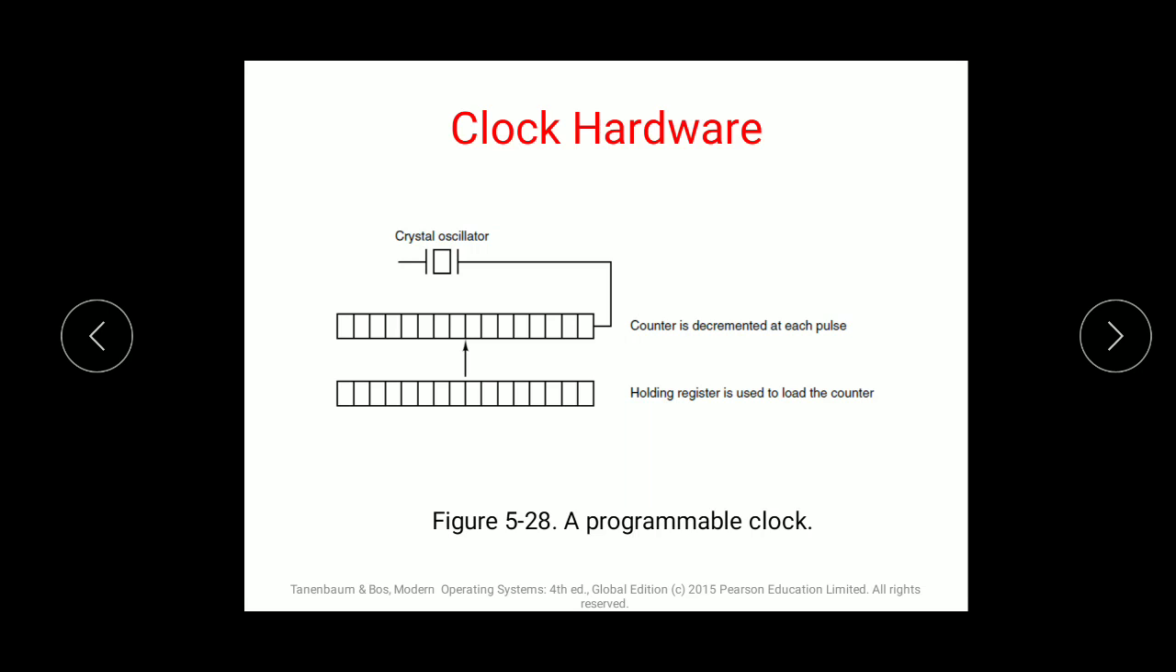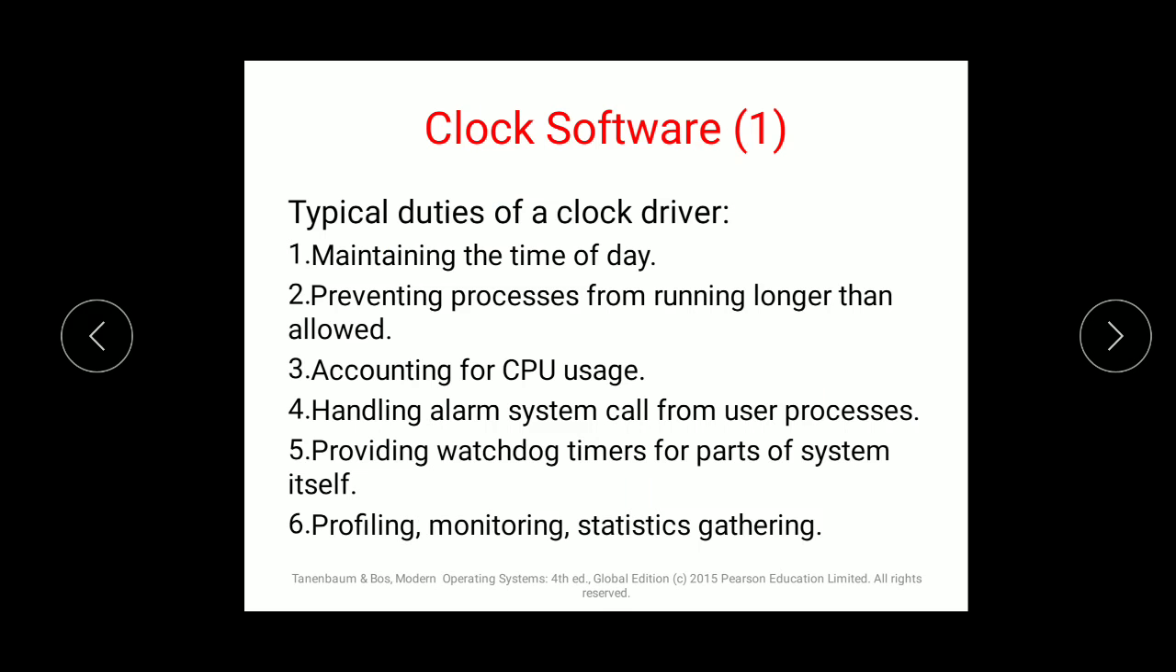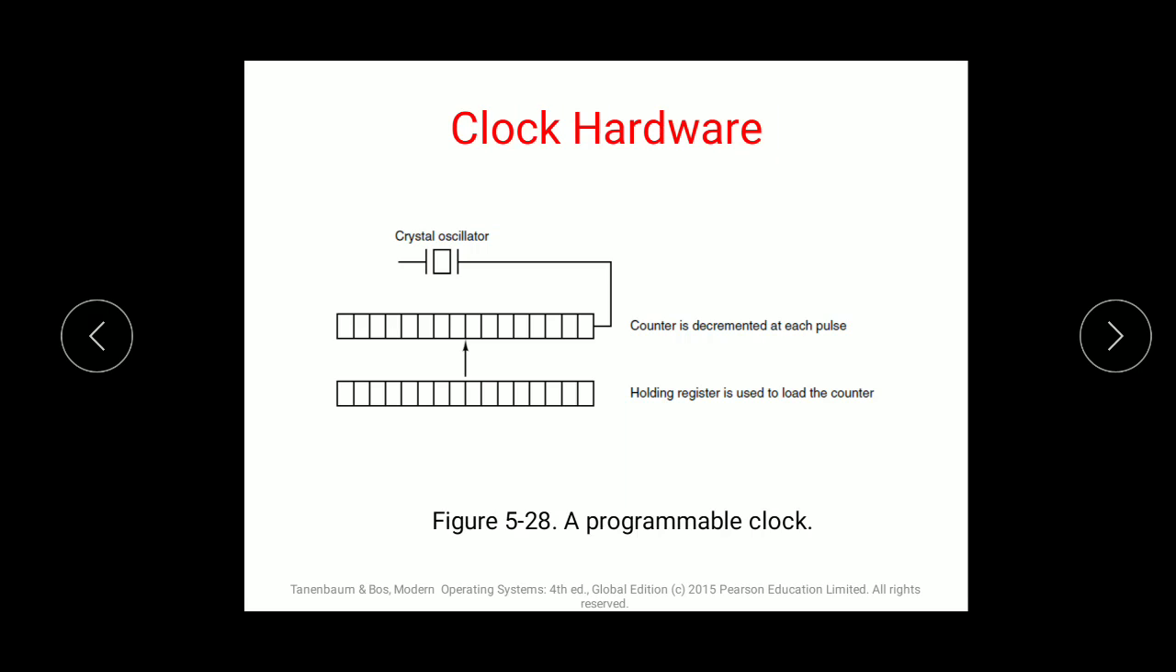This is a programmable clock, not your normal clock. This clock has several modes of operation. The first is one shot mode and the second is square wave mode. In one shot mode, a counter is decremented at each pulse, that is, decreased, and the holding register is used to load the counter.